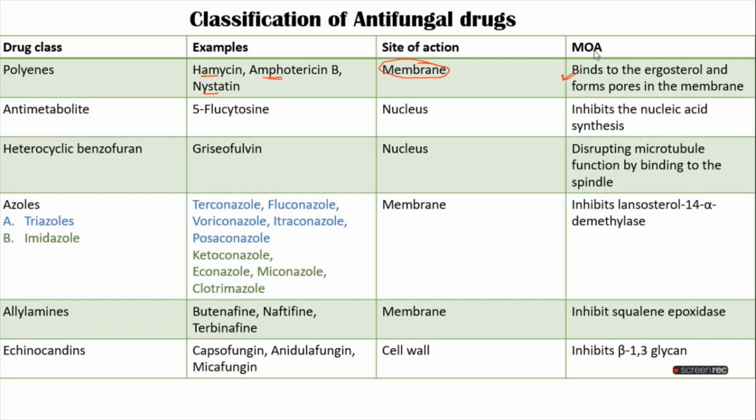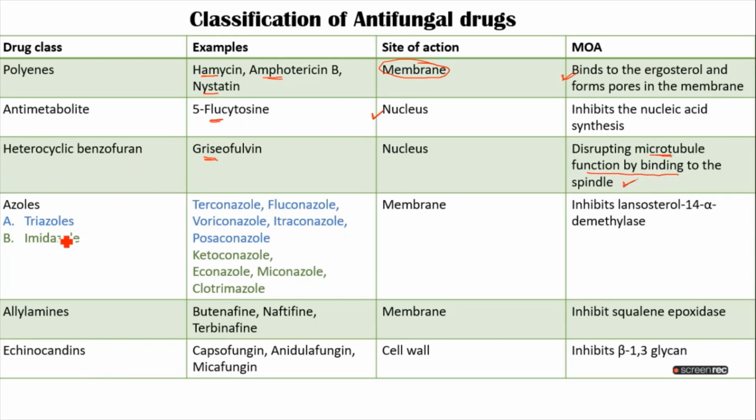Again, in the antimetabolite class, one antimetabolite drug available is 5-flucytosine, which basically acts upon the fungal nucleus and inhibits nucleic acid synthesis. हेटेरोसाइक्लिक बेंजोफुरन क्लास में आपका आता है ग्रीसियोफुल्विन, which is a broad spectrum antifungal drug. It basically acts by disrupting the microtubules of the fungus by binding to the spindle.